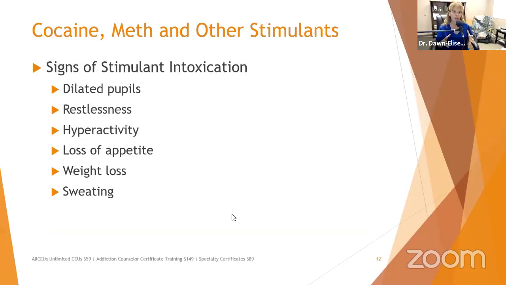Obviously, if you're in a really dark room, people's pupils are going to be wide open. But if you're in a moderately lit room, look at other people's pupils and then look at the clients, and they will be just blown, as we say. They are often restless, hyperactive, may not have an appetite. They may have some weight loss, and they're probably going to be sweating.